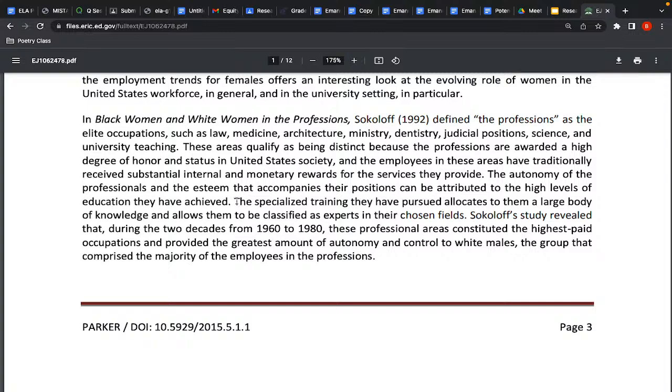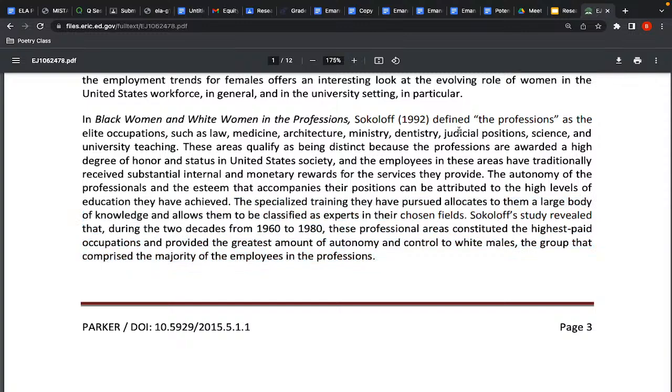But let's finish this. The specialized training they have pursued allocates to them a large body of knowledge and allows them to be classified as experts in their chosen fields. Sokoloff's study revealed that during the 2 decades from 1960 to 1980, okay, very recent, relative to 1800 anyway, these professional areas constituted the highest paid occupations and provided the greatest amount of autonomy and control to white males, the group that comprised the majority of the employees in these professions. Okay.